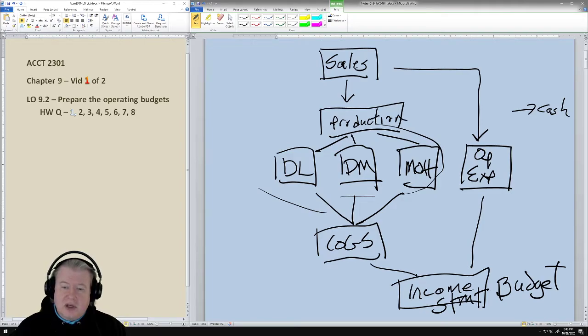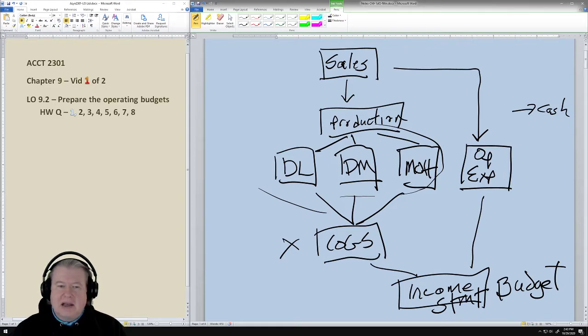So what we're going to do is, except for this, we're not going to do a COGS budget, but we will do a sales budget, a production budget, these three individual production budgets, the operating expense budget, and an income statement budget. And that's why we have all of these different questions, because each of these questions that we're doing, 2 through 8, is one of these budgets.